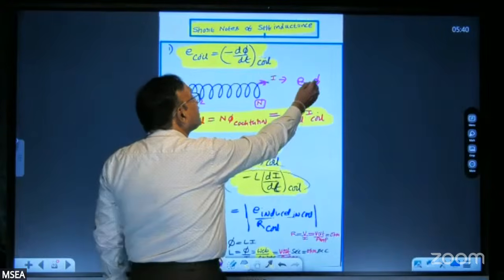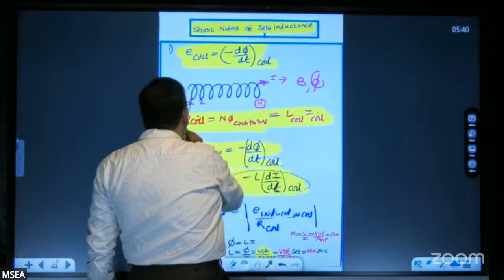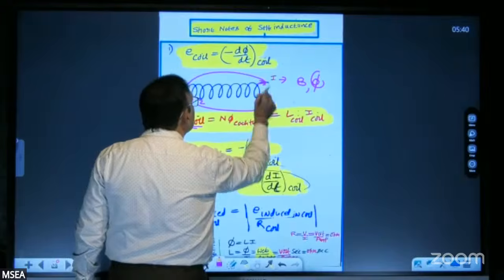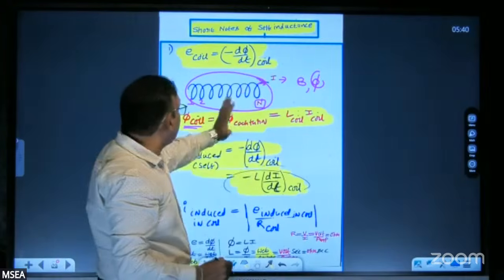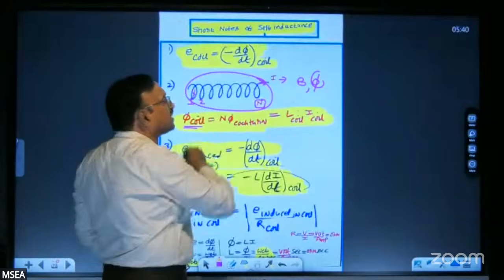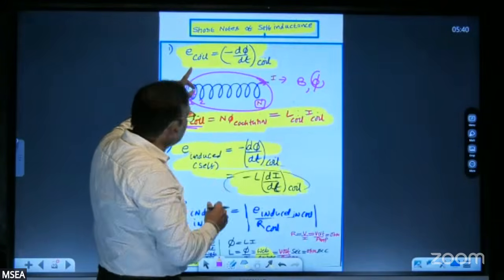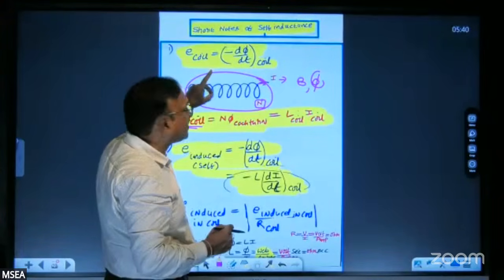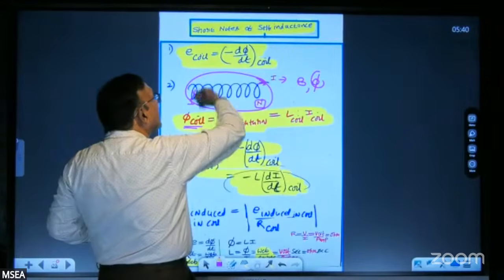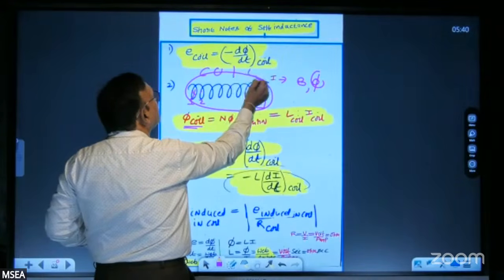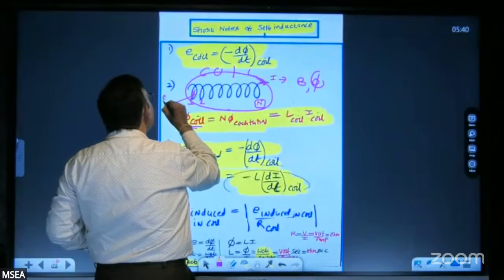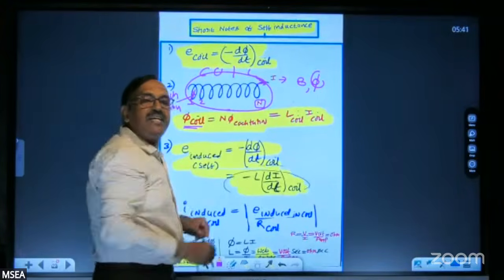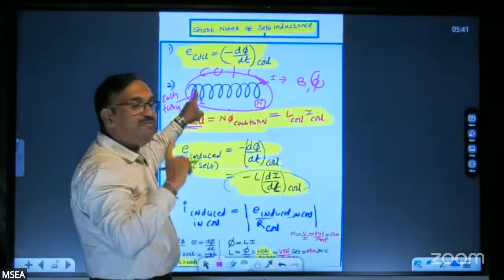Now I want to know what is the flux linked with the coil. The flux linked with the coil means the flux linked with the entire coil. The flux linked with the entire coil is n times the flux linked with each turn of the coil. There will be some flux linked with this turn, some flux linked with this turn. From here to here, this is said to be the coil. This is said to be each turn of the coil. Most of you definitely know the entire structure is the coil, whereas this is one turn of the coil.